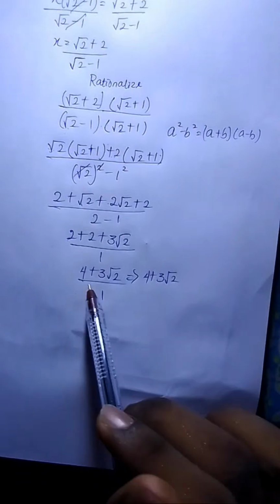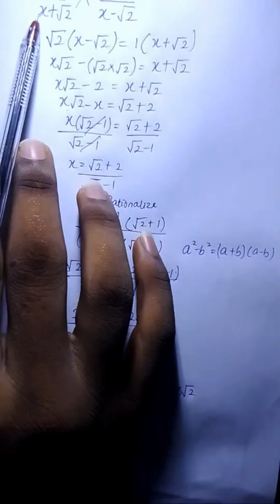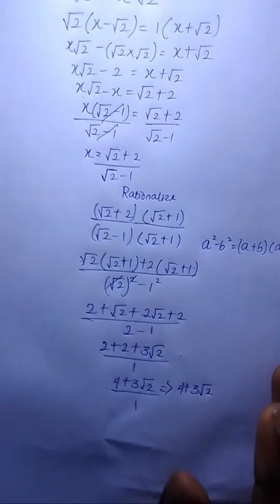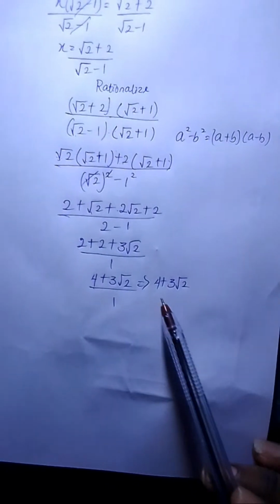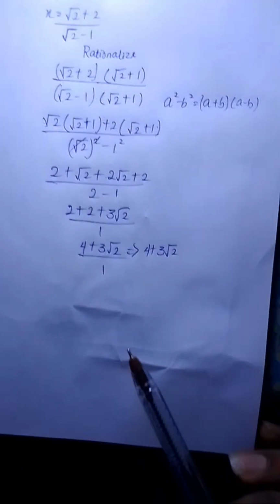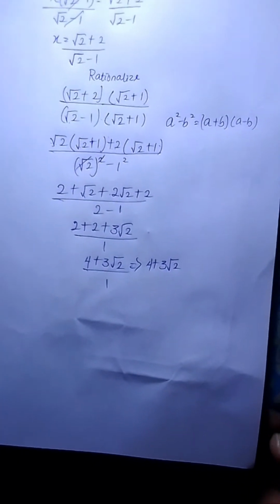So our answer for this question, root 2 over x plus root 2 equals 1 over x minus root 2, becomes 4 plus 3 root 2. This brings us to the end of this video.